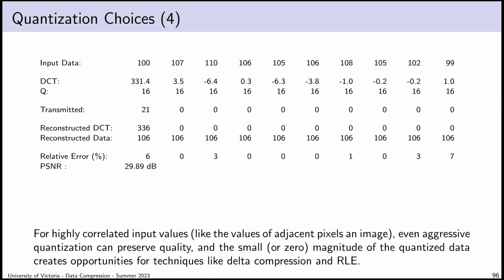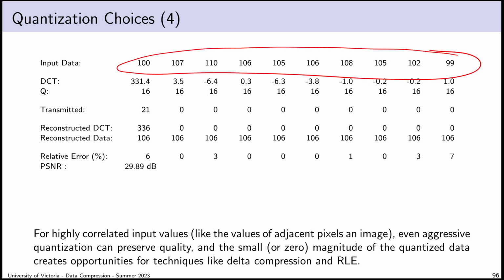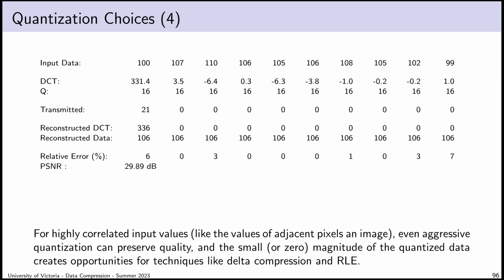One other thing I should observe is, if you have a bunch of input values that are highly correlated, so if you think about adjacent pixels in a photograph, it's pretty unlikely you're going to see stuff like 5 and then 100 and then 5 again in a photograph. You are going to see, however, in many cases, long runs of similar pixels, maybe a building color gradient or just a blurry area with pixels that have similar values. When you have that situation, aggressive quantization can yield pretty good results.